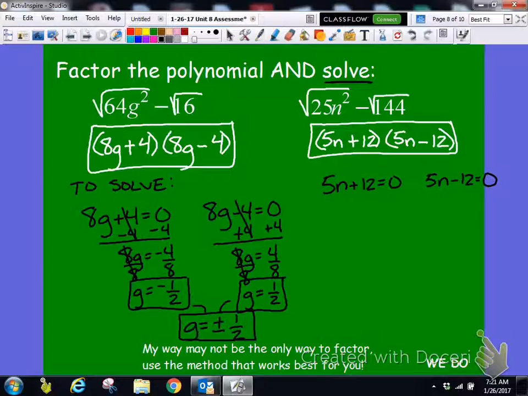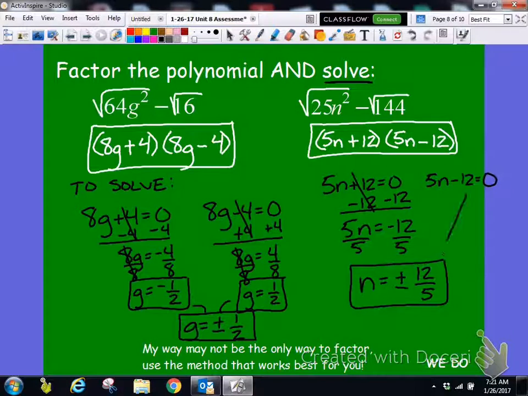Alright, I subtract 12 from both sides. I have 5n equals negative 12. And then I divide by 5. And remember, I only have to solve one side because in the end, I'm just going to get a positive and a negative, and my number is 12 over 5. So this will lead to the positive and negative outcomes on that one.